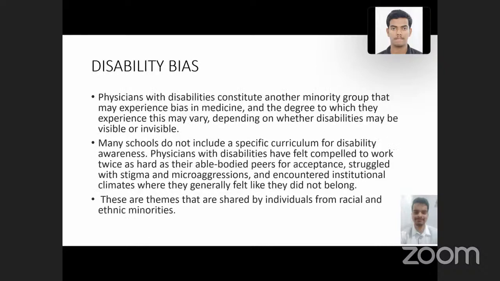Next, we have disability bias. Physicians with disabilities constitute another minority group that may experience bias in medicine, and the degree to which they experience this may vary depending on whether disabilities are visible or invisible. These are the same challenges that are shared by individuals from racial and ethnic minorities. Many schools do not include a specific curriculum for disability awareness. Physicians with disabilities feel compelled to work twice as hard as their able-bodied peers for acceptance.